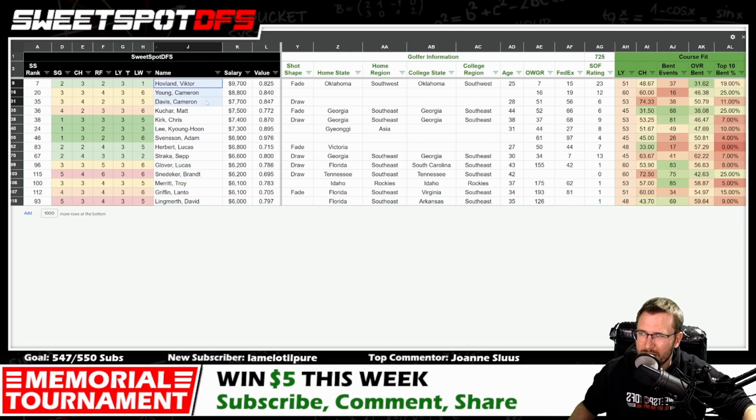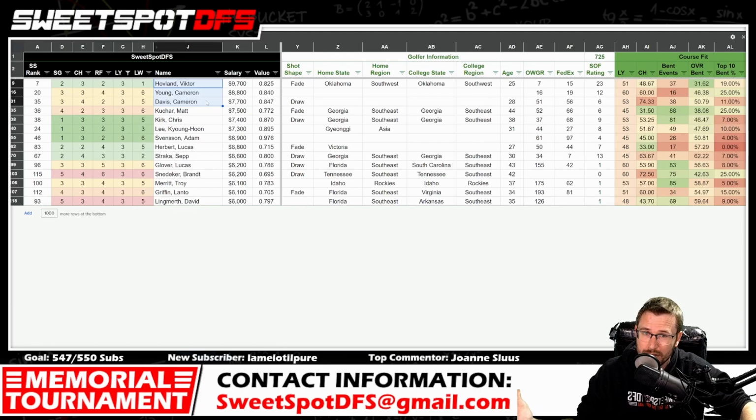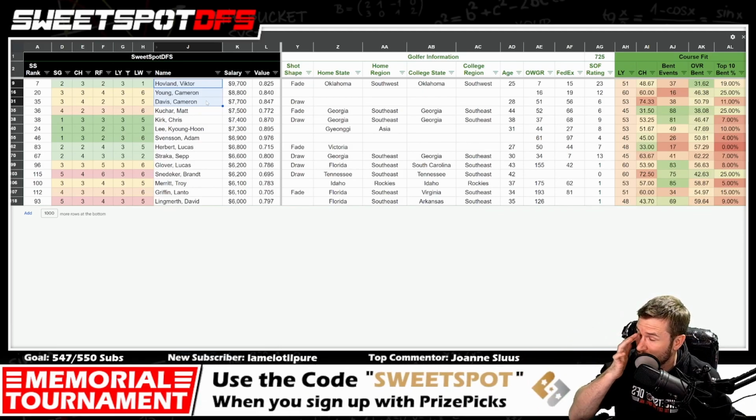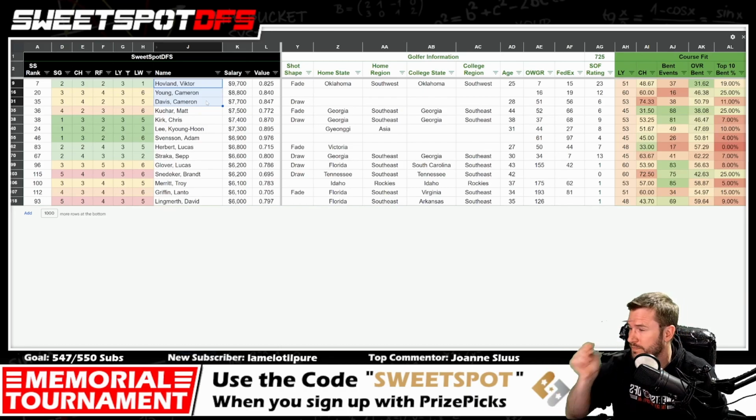Now it really makes me question, I could see myself building a Victor Hovland, Cam Young, and Cam Davis lineup without even seeing this bucket. It seems like a pretty good start. But knowing the projection is 0 to 2, I'm going to stick with it. I kid you not, I follow the bucket system to the 100% mark. I'm following it blindly or whatever you want to call it. I'm very strict with the rules on the bucket system, and I will follow this. So I'm not going to put those 3 golfers together.